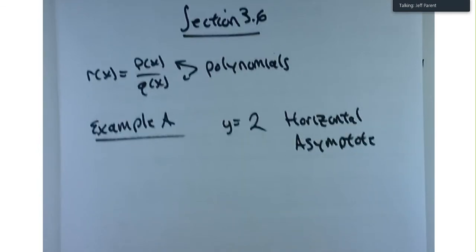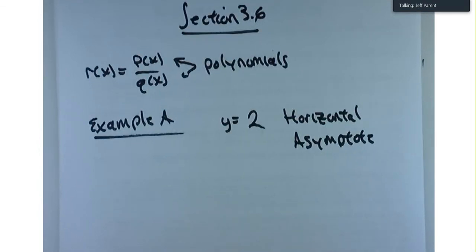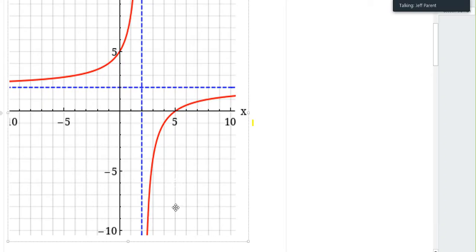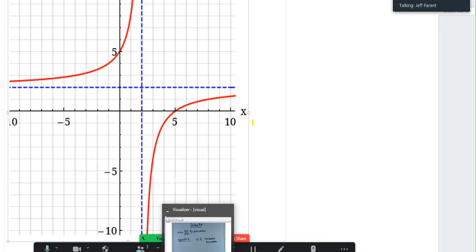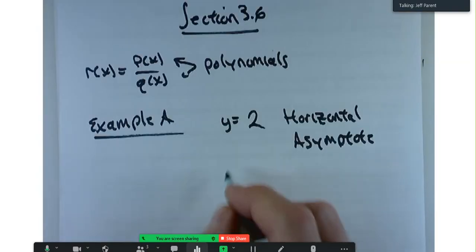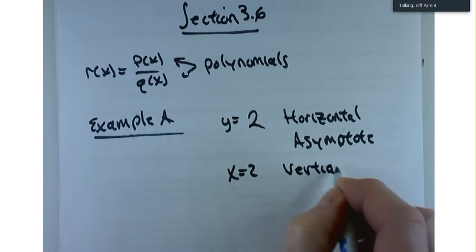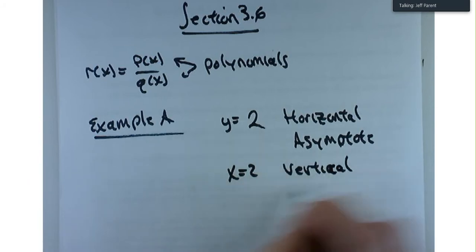And just as we had a horizontal asymptote, we also have a vertical asymptote. Keep in mind that your vertical asymptote is going to have the equation of x equals something. That's what gives you a vertical line as opposed to a horizontal line. And it happens to have the equation x equals 2. That's going to be your vertical asymptote.